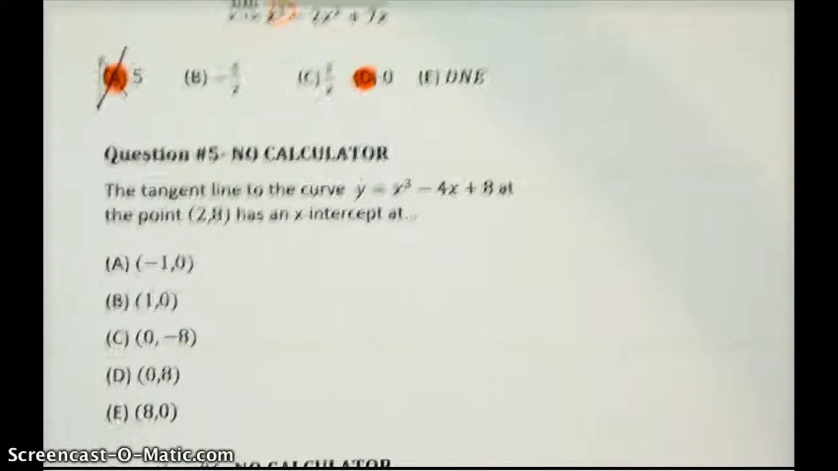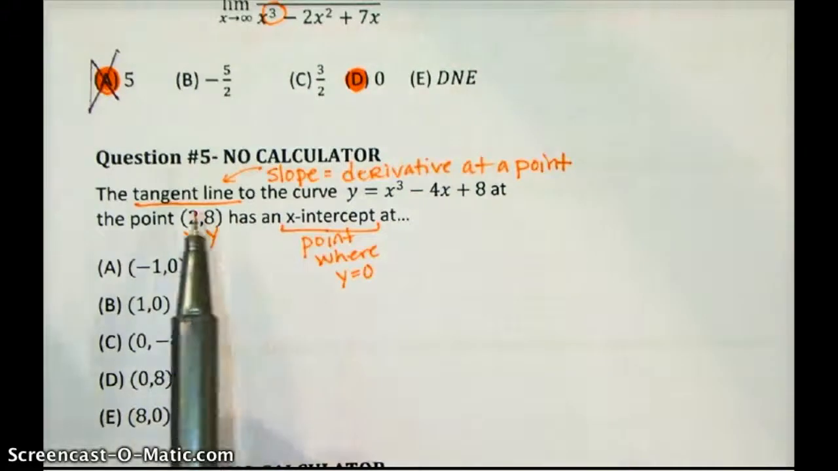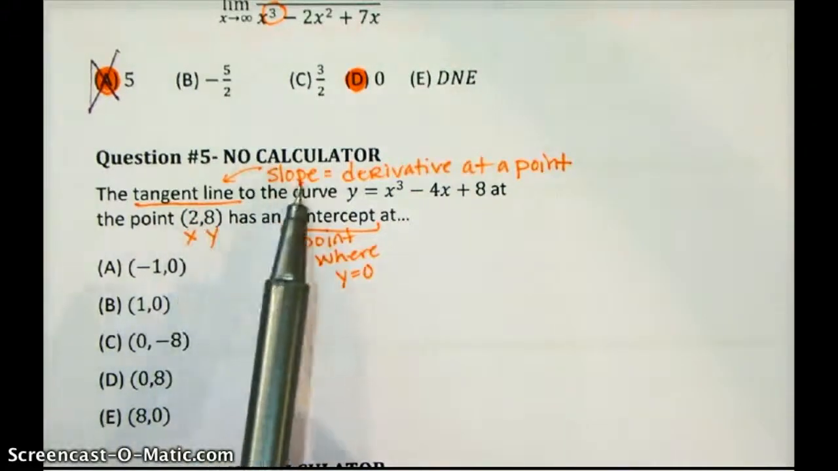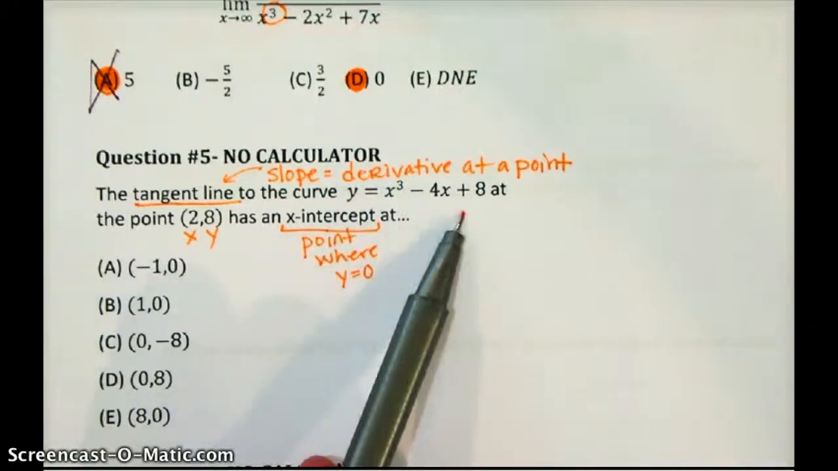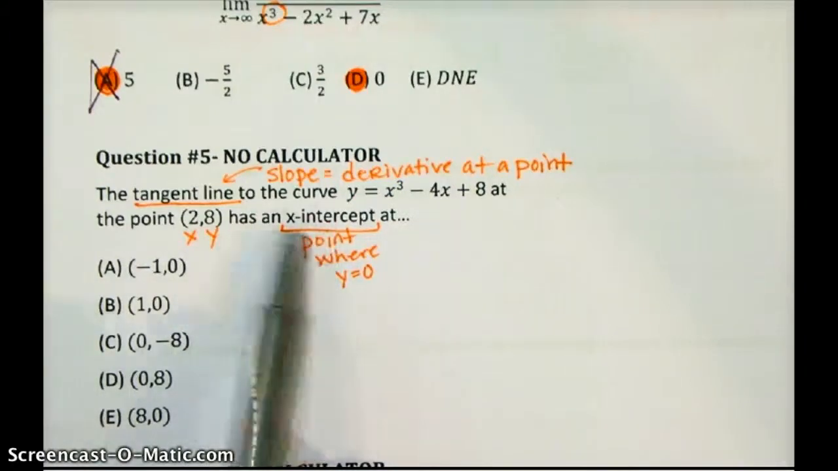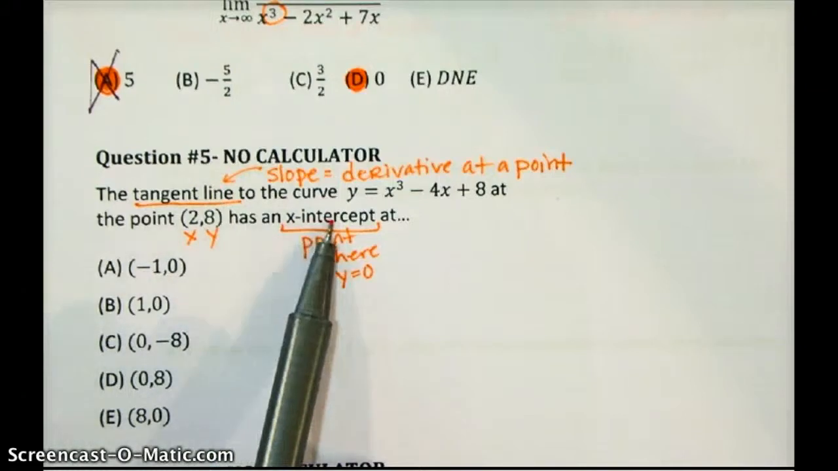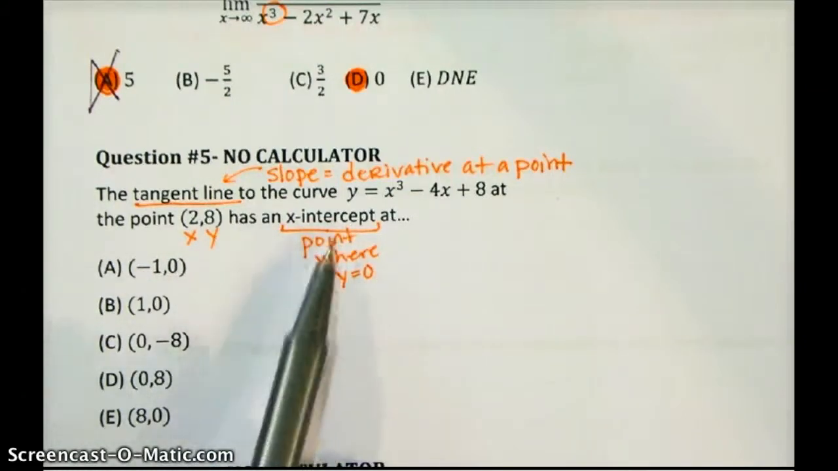For question 5, the best thing you could have done to start would be just to annotate a little bit. Figure out what each of these terms are saying. Figure out what your answer is going to look like. So for example, I know that tangent lines have slopes that are the derivative at a point. There's my original function. Here's my point. And I'm looking for the x-intercept of this line. And I know that the x-intercept is a point where y equals 0. It's also known as a 0 or a solution.